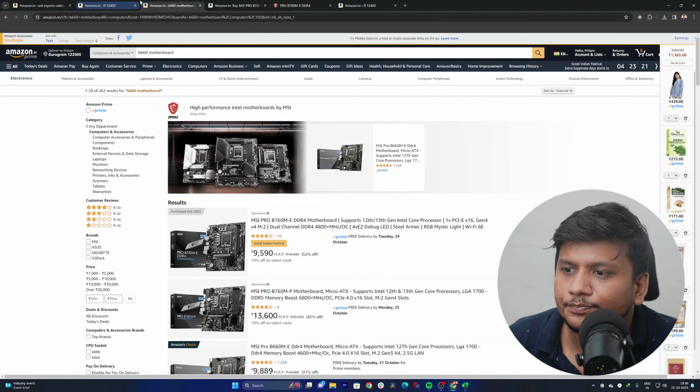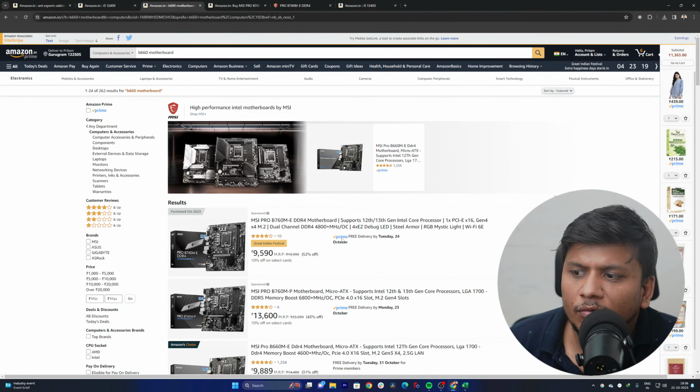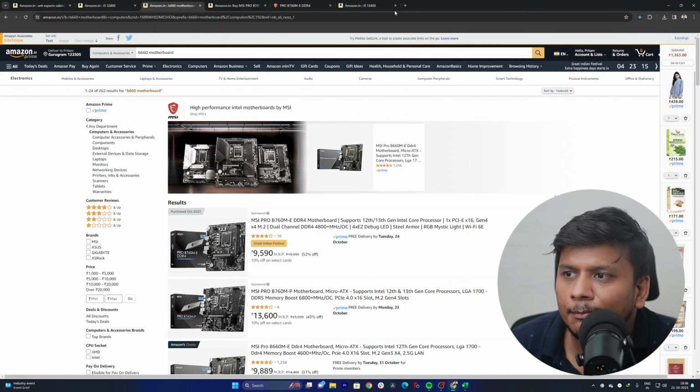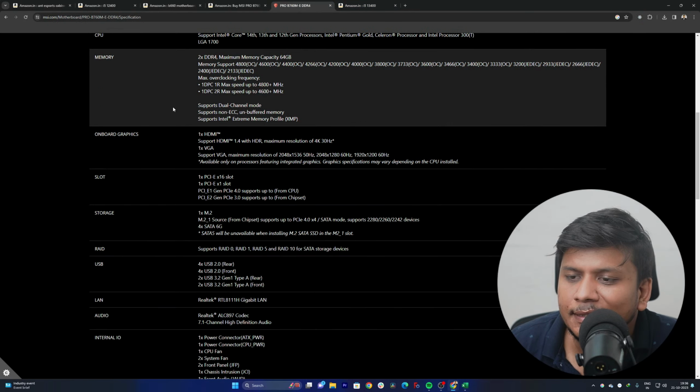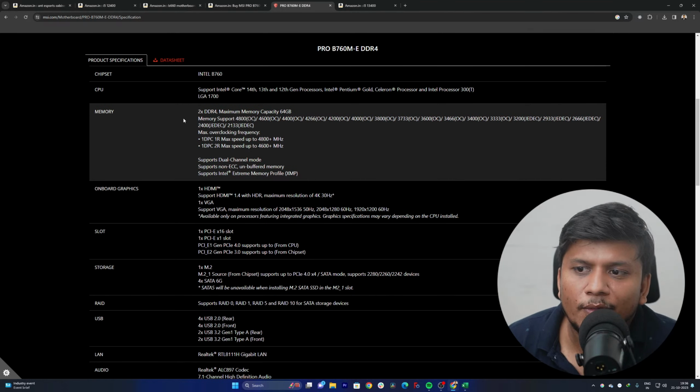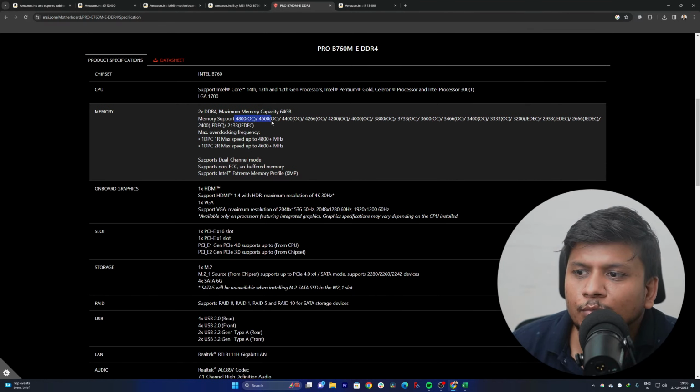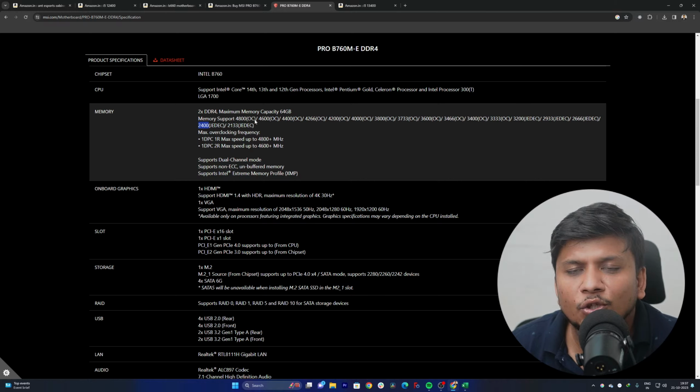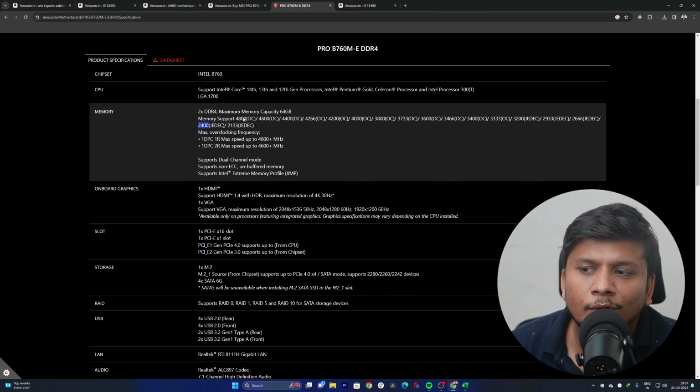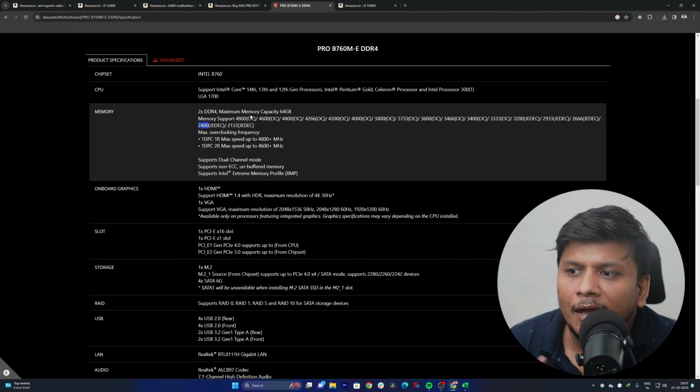So this board I would say is decent enough and going to fulfill all your needs. And then we were also seeing the kinds of IO that this board offers. So this board supports all these frequencies of RAM, starting with 2400 basic DDR4 and going up to 4800, which is the boundary of DDR4 RAM. After this we have DDR5.